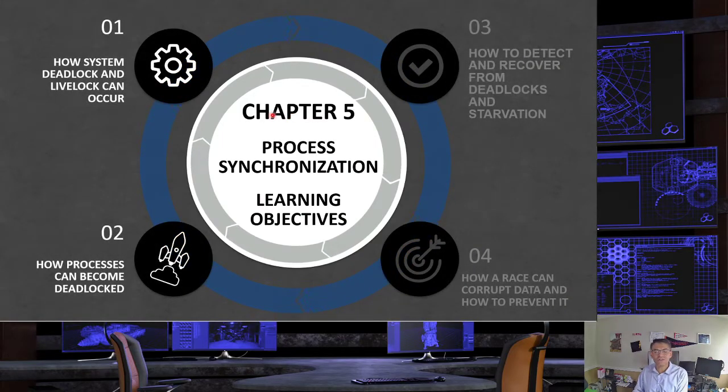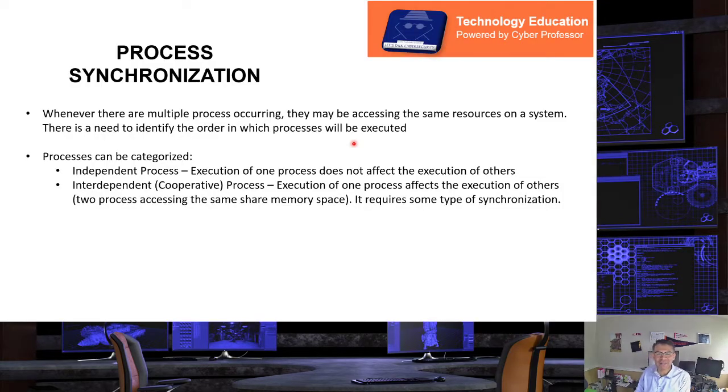Now we are going to cover the first portion of chapter 5, which is process synchronization, and the learning objectives that we are going to cover as part of the first half are only two, 1 and 2. First, how system deadlock and live lock can occur, and number 2, how processes can become deadlocked. Number 3 and number 4, which are listed on the right here, are not going to be covered during this session. They will be covered next week, along with chapter 6, which is the way that we conclude the process management review for our course map, the one that I showed you at the beginning of this presentation.